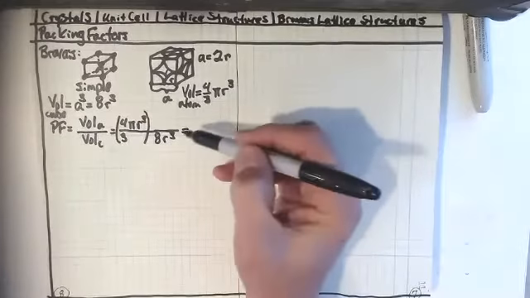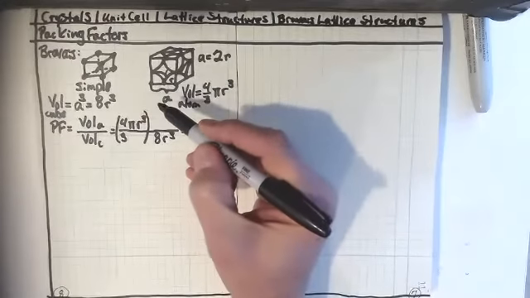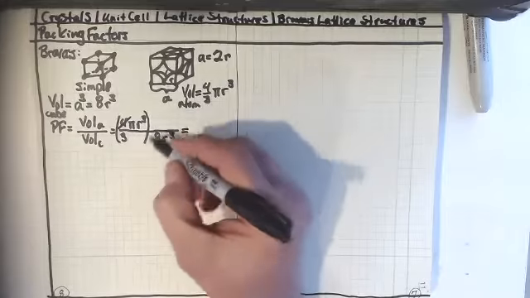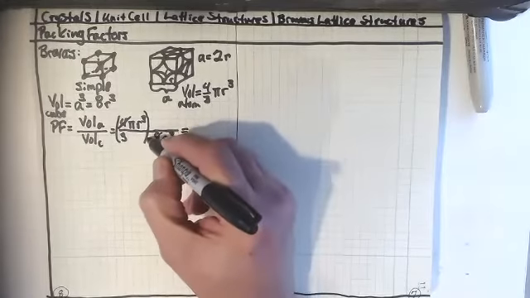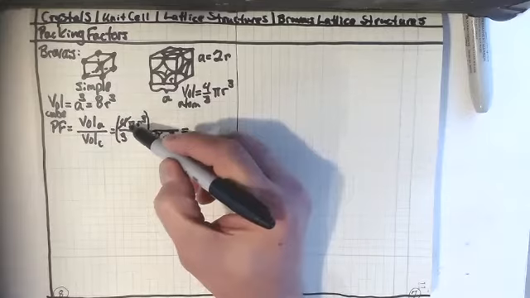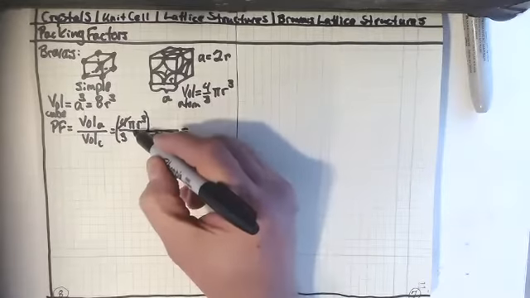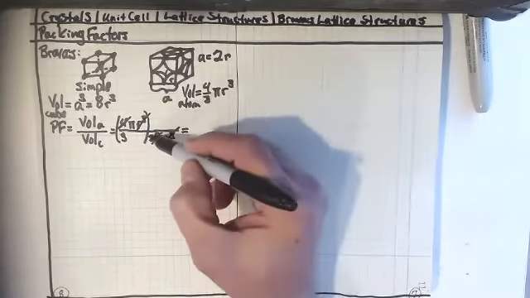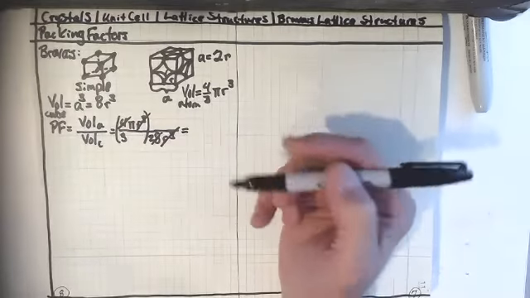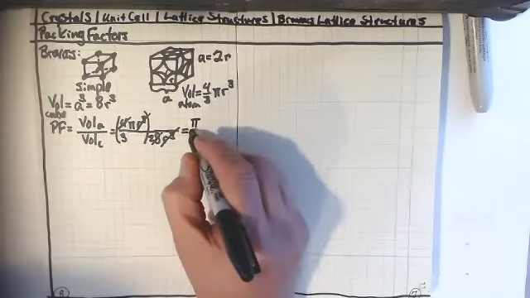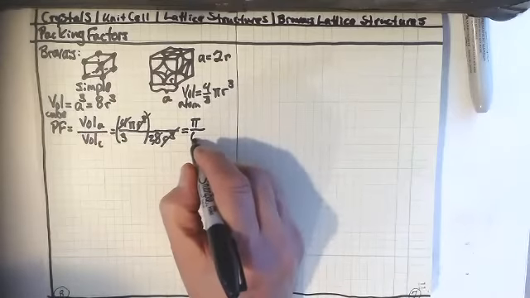So let's get rid of some things here then. Well, I've got the 4, right? I can get rid of that, and I could change that into a 2. And then I've got pi and 3, and the r cubes disappear, don't they? So 2 and 3 is 6. So I have pi divided by 6, right?